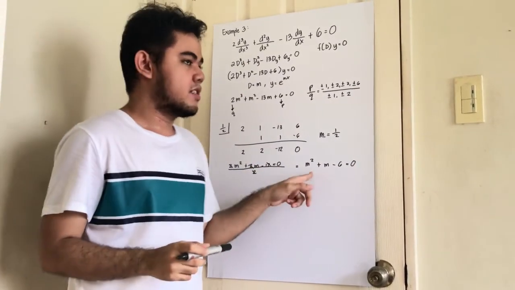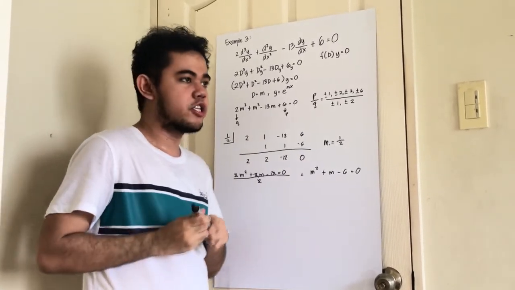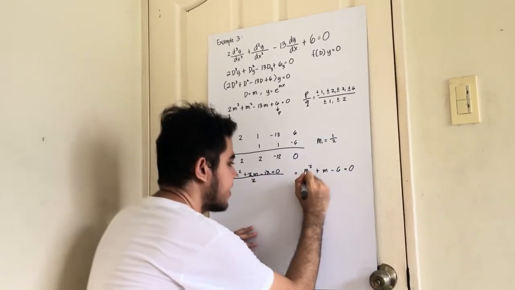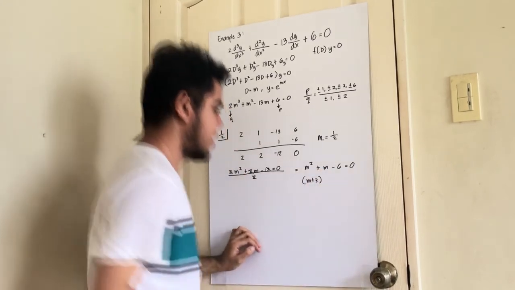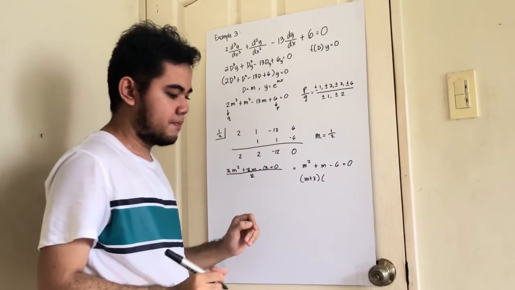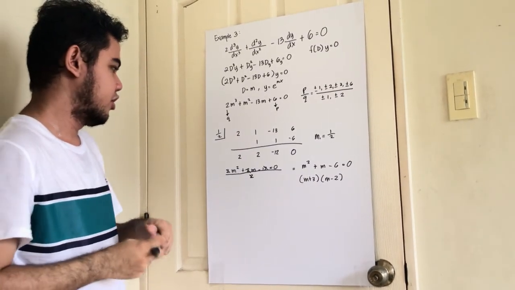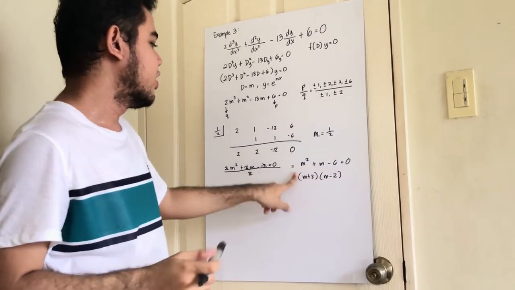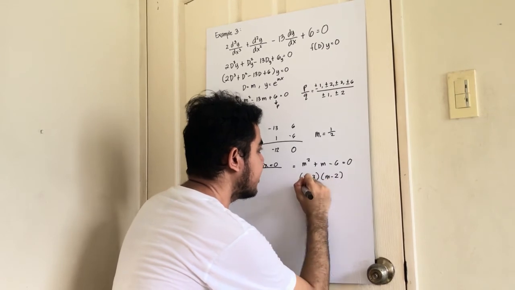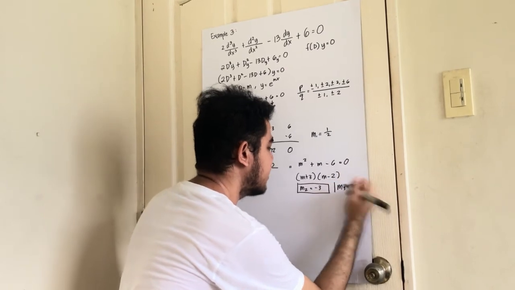And since this is a quadratic equation, pwede mo makuha yung root gamit yung quadratic formula or just by simply factoring it. So, pag factor natin, that would be m plus 3 and m minus 2. Diba? So, therefore, your m sub 2 would be negative 3 and your m sub 3 would be negative 2. I mean, positive 2.